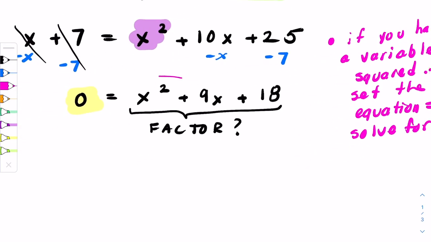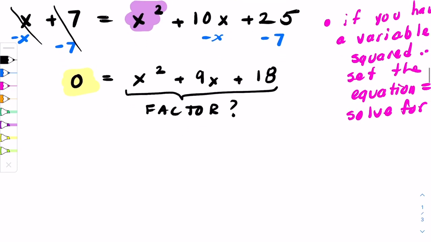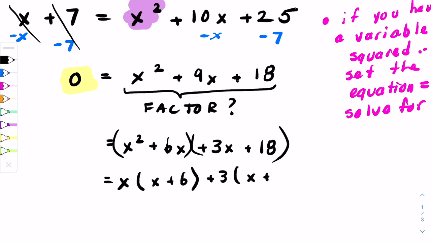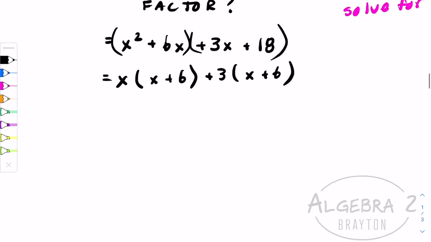All right, so looking at this expression, x squared plus 9x plus 18. What two factors multiply to 18 and the same two factors add to 9? So that would be 6 times 3. I'm going to rewrite this expression as x squared plus 6x plus 3x plus 18. Factor out an x from the first two terms, x plus 6. Factor out a 3, x plus 6. We have 0 equals x plus 3 times x plus 6.